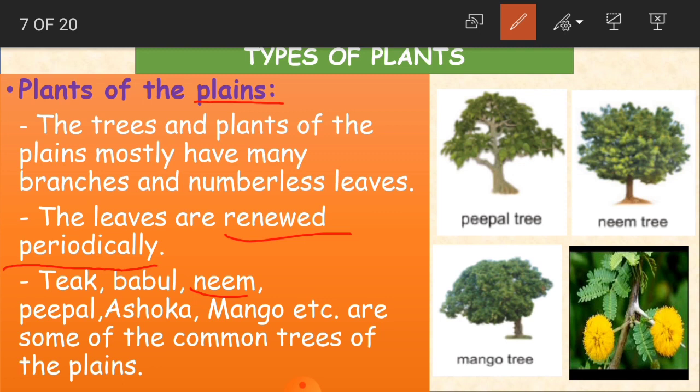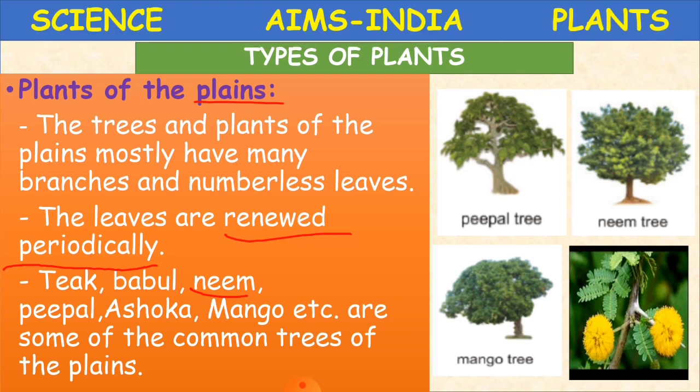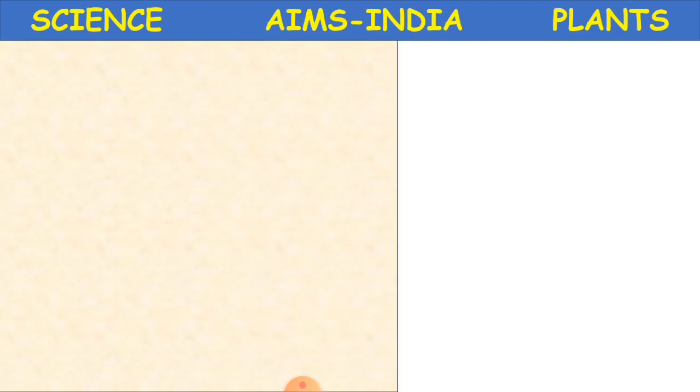You can see this in the diagram also. Clear, children? So what are the plants which grow on plains? They are trees which have many branches and numberless leaves. The leaves are renewed and grow according to the seasons. For example neem, mango, peepal and ashoka are some of the trees which grow on plains. Clear?